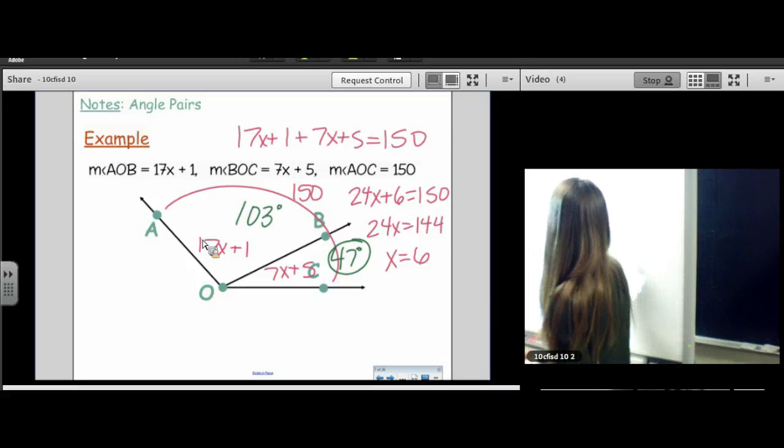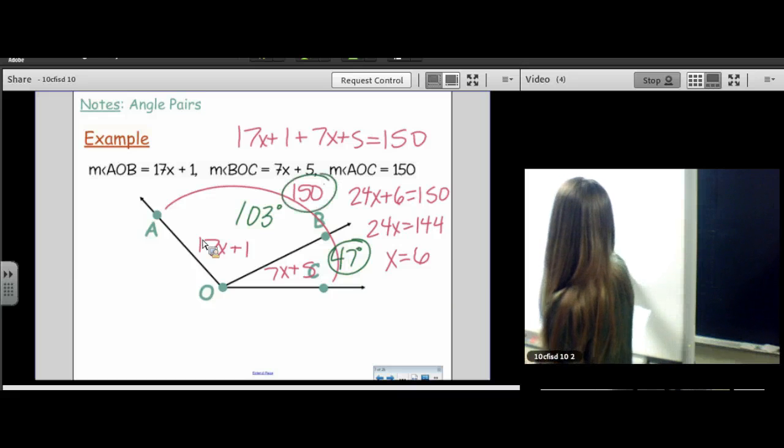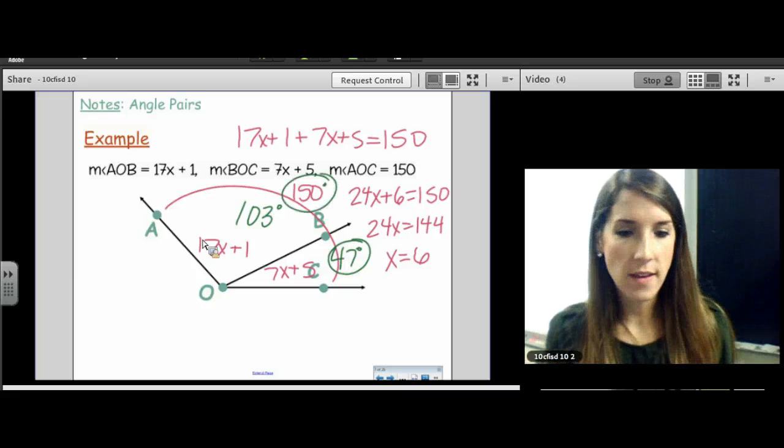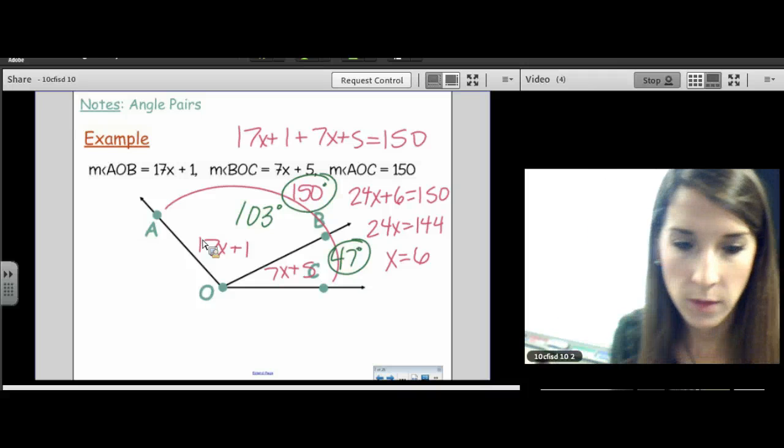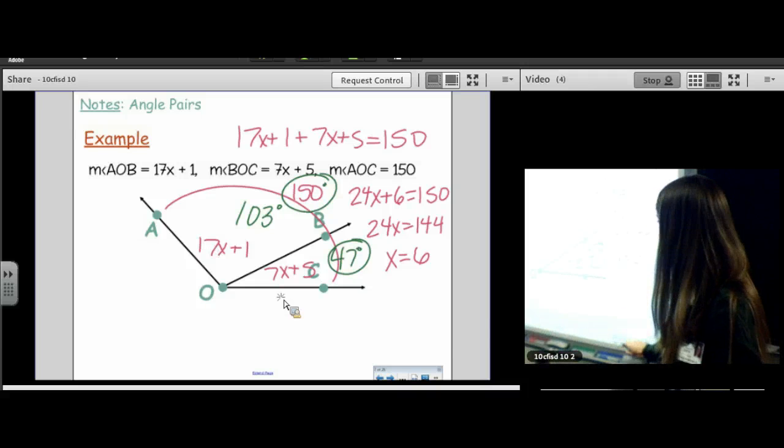But you know, once you plug it into one of them, you could just subtract it from 150 to find the other one, right? Okay, very good. Simple, basic problem. Next one.